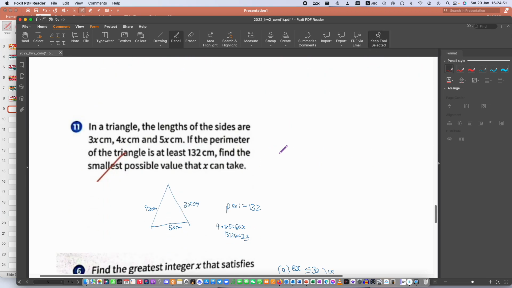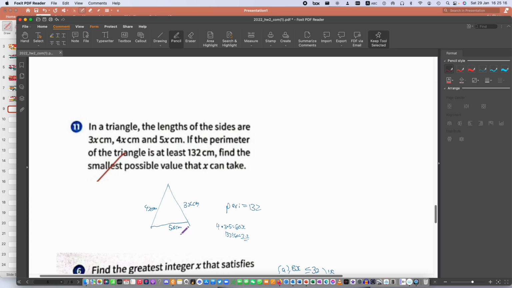Okay, this question. So in a triangle, the lengths of the sides are 3x, 4x, and 5x. Did I give you this or did you create it yourself? Did I give you a triangle? I drew the triangle. You drew it yourself? Okay, good. So this one doesn't make sense.